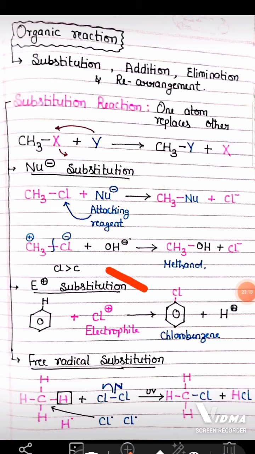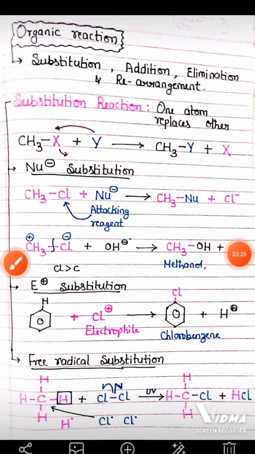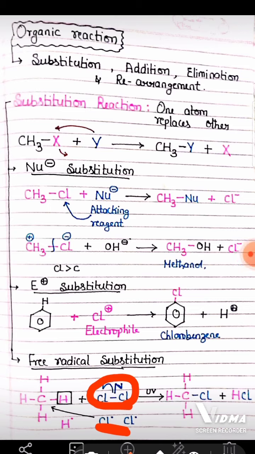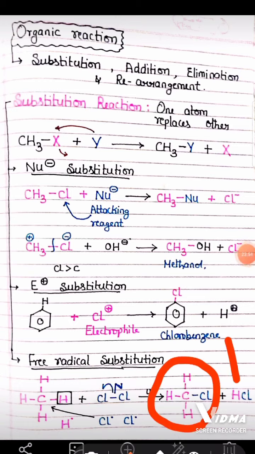And in electrophilic substitution reaction, for example benzene, one electrophile is going to substitute another electrophile. From the benzene, the hydrogen atom is released as hydrogen ion, and this electrophile combines with the benzene to form chlorobenzene. And in free radical substitution, this chlorine molecule undergoes homolytic fission to produce chlorine free radicals, and one of the chlorine free radicals substitutes a methane hydrogen to form methyl chloride and hydrogen chloride.